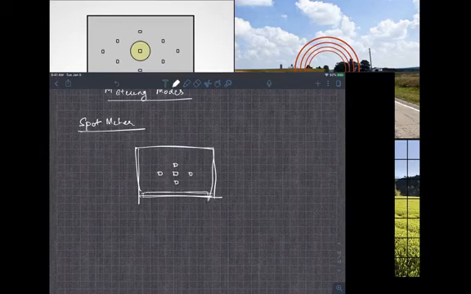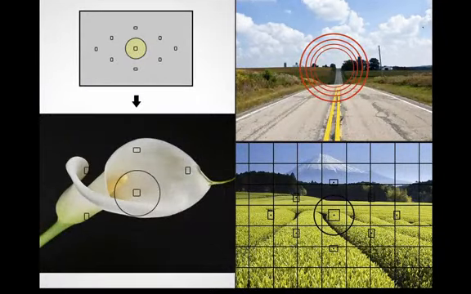So what is a spot meter? A spot meter is a way of metering which only uses a tiny area of the frame, generally the center of the frame, right? It takes a small portion of the frame, and you can see that here, at the top right. It takes meter readings from this small area on the frame.